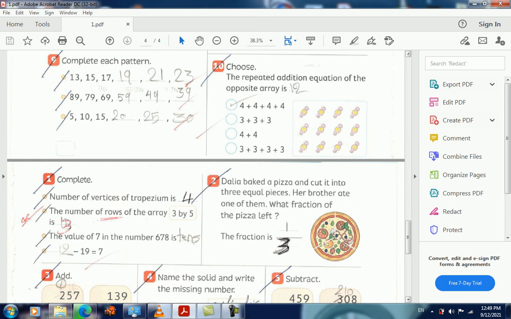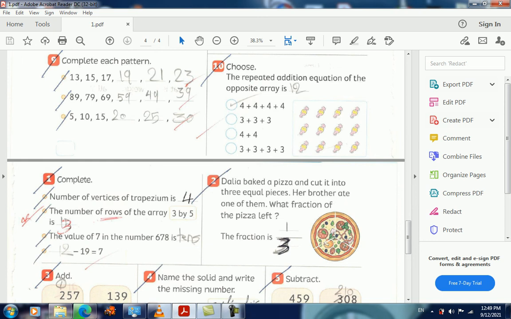Now number 10, choose. The repeated addition equation of the opposite array is. The repeated addition, okay, do we have rows of 4? How many rows do we have? We have 3 rows. How many in each row? We have 4 in each row. So we got 4 repeated 3 times. Or we got 3 columns repeated 4 times. So it's not 4 plus 4 plus 4 plus 4. It's what? It's 3 plus 3 plus 3 plus 3.